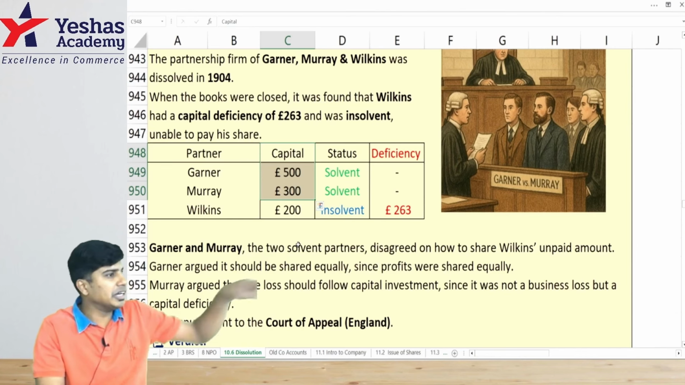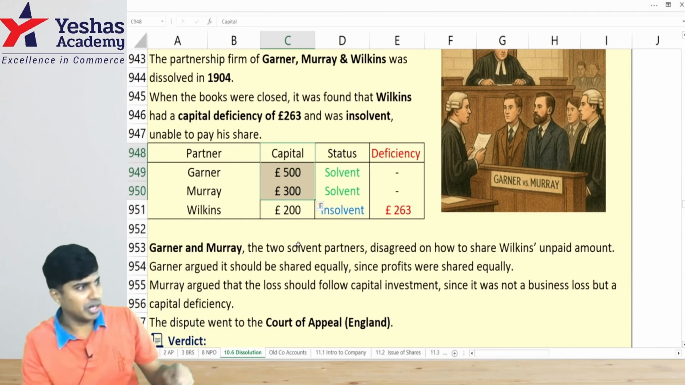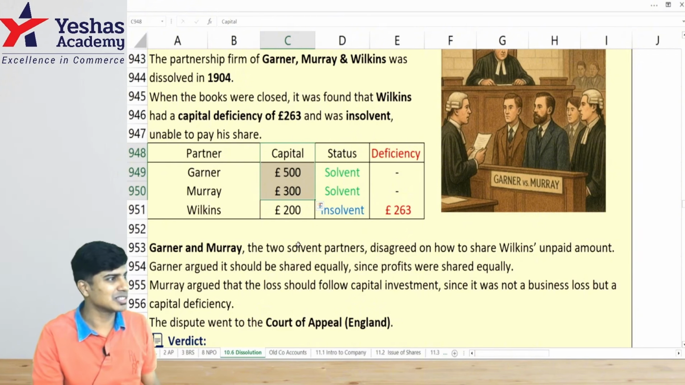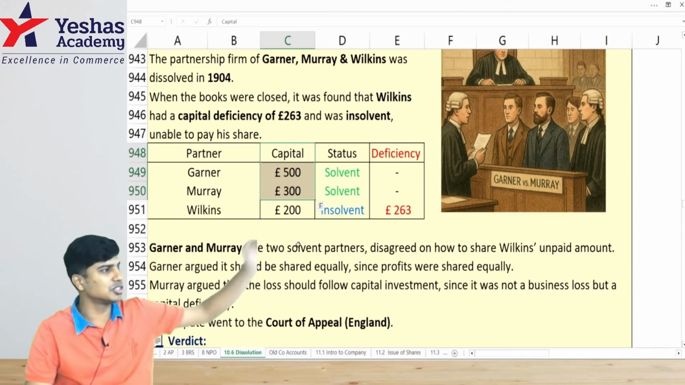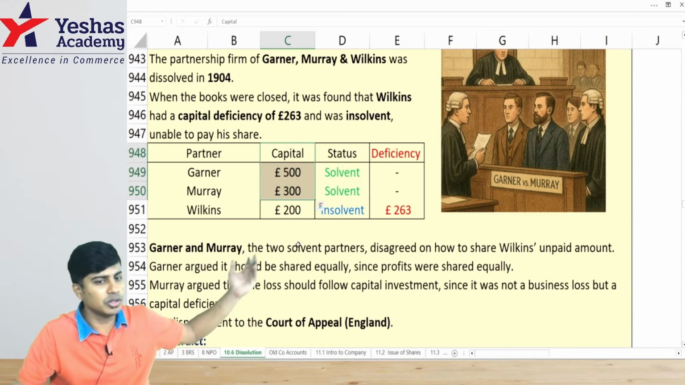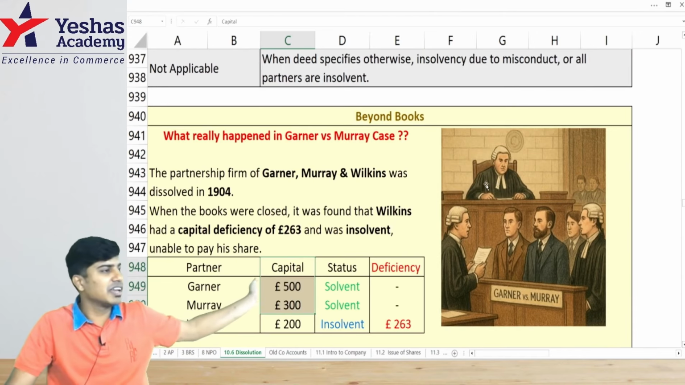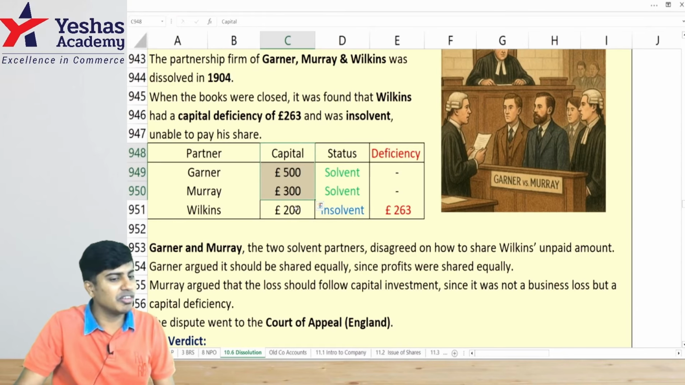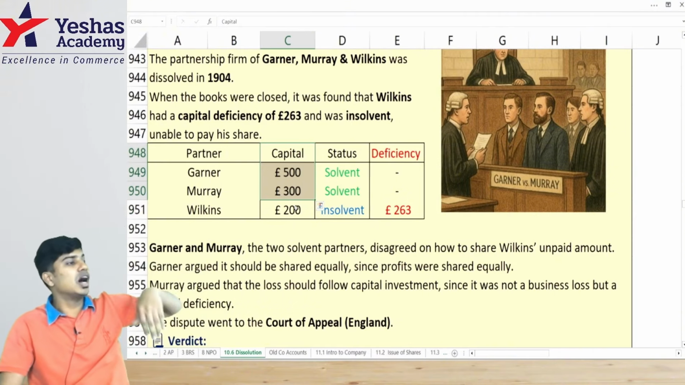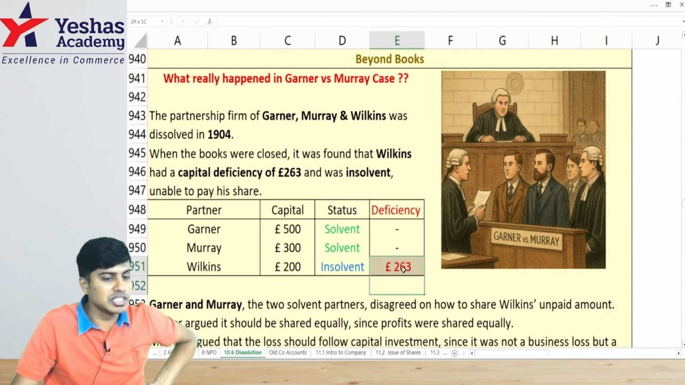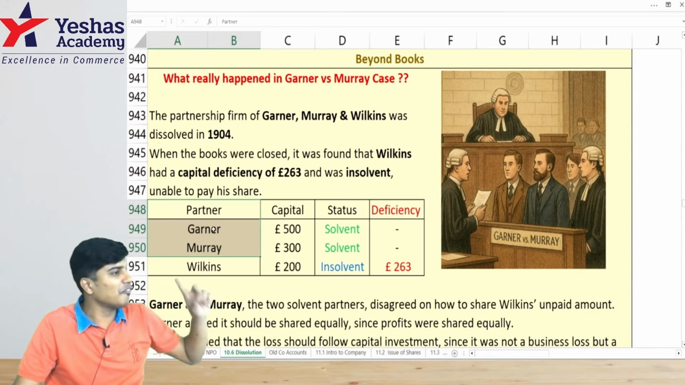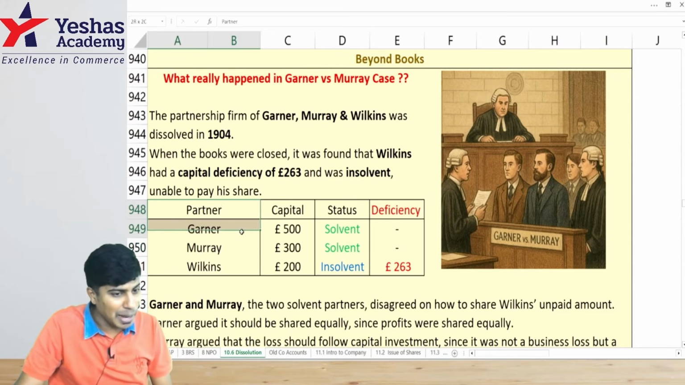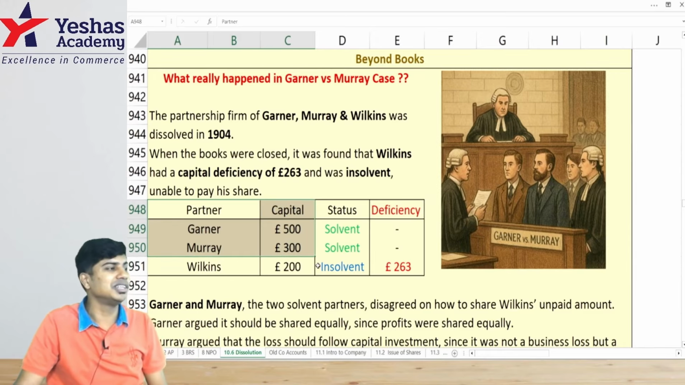Then Garner appointed a lawyer who said 1:1, because he would bear less loss. Murray appointed a lawyer who said no, it should be 5:3. I should get less loss, you should get more loss. And they both went to the court. The judge gave the decision saying that this is not a revenue loss, this is a capital loss. So the deficiency of Wilkins, 263, should be borne by Garner and Murray not in the profit sharing ratio 1:1, but in the capital ratio of 5:3.